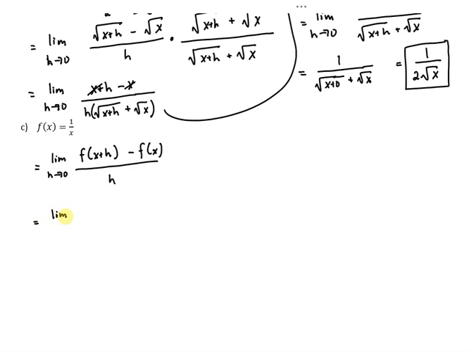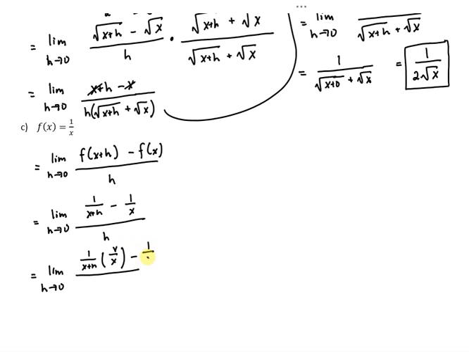That is the limit as h goes to 0 of 1 over x plus h minus 1 over x, all over h, which is the limit as h goes to 0. Now I want to get a common denominator on the numerator here, so I'm going to do 1 over x plus h times x over x minus 1 over x times x plus h over x plus h, over h.